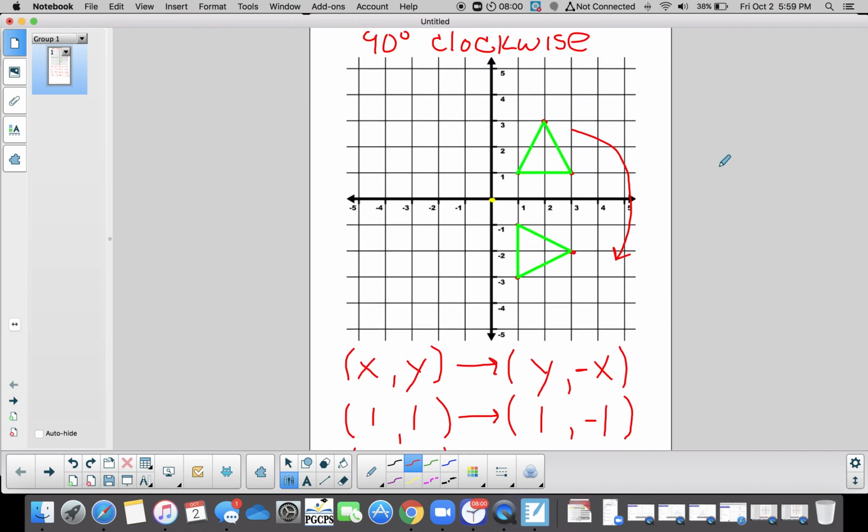So you guys will be given equations when you have to execute these. And sometimes you should know the equations because you derive them by going through several examples. But this is how you rotate a shape 90 degrees clockwise.